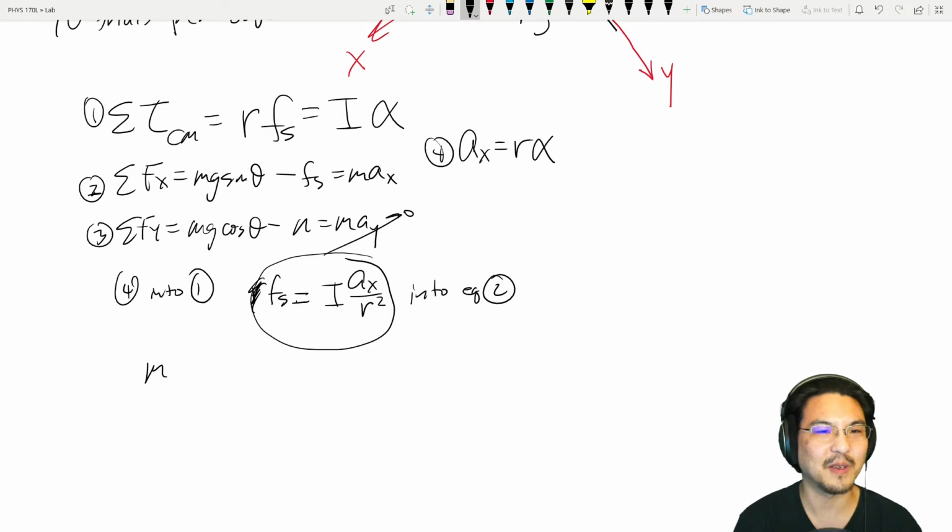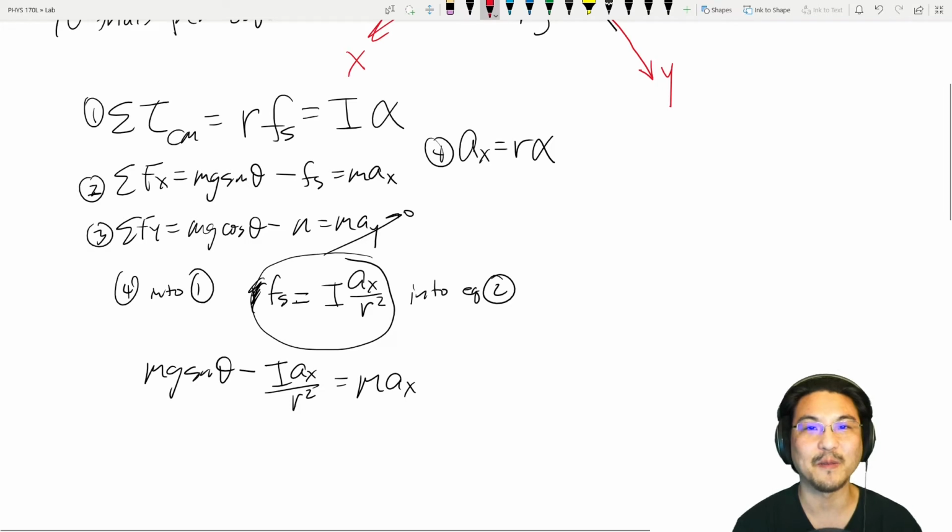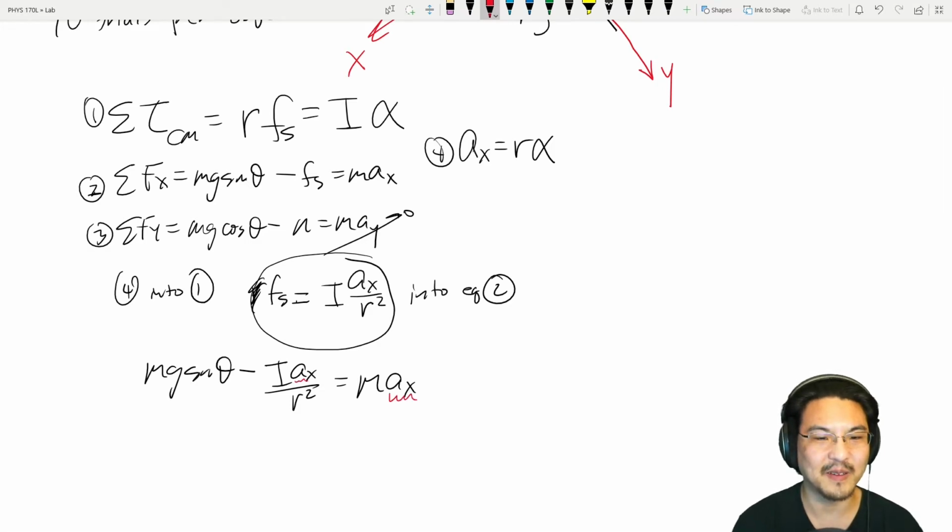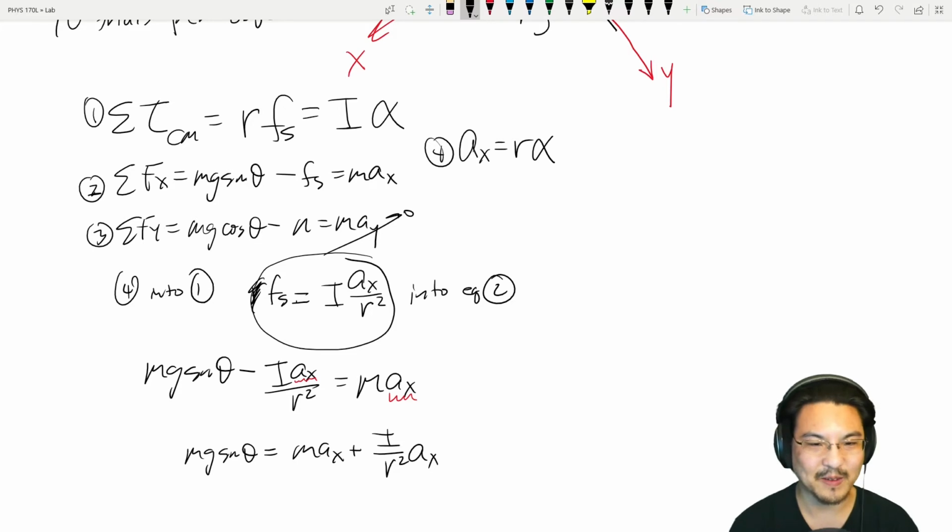Okay, so equation 2: mg sine theta minus Fs, which is I ax over r squared, equals m ax. And I want to solve for that acceleration. So I'll just pick this up and move it on that side: m ax plus I over r squared ax. Then I can factor, so m plus I over r squared, times ax.